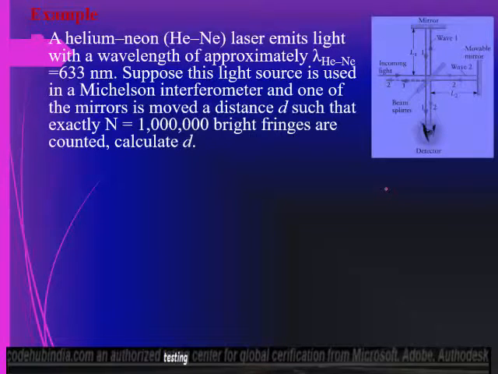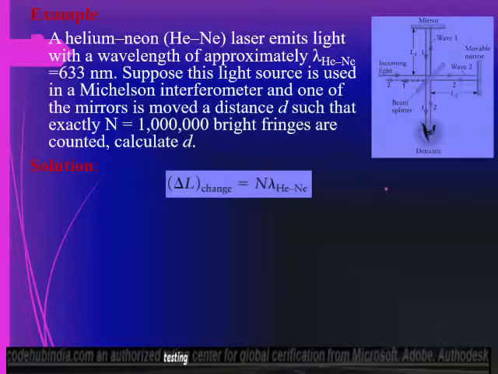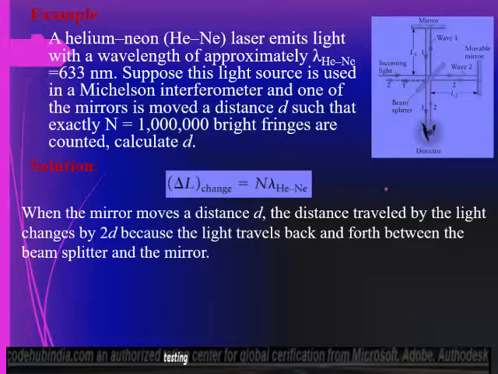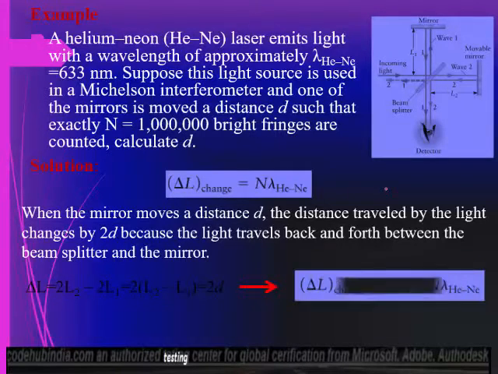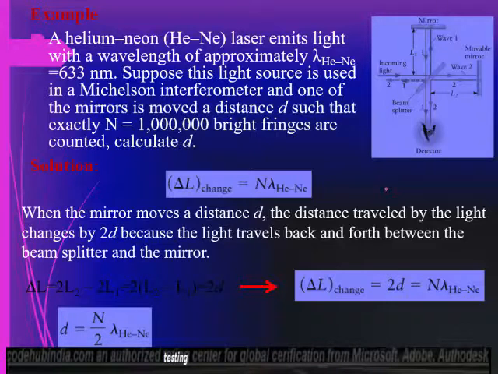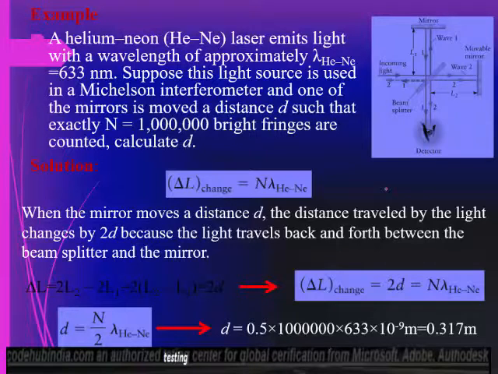We know 2L2 minus 2L1 is called ΔL. That is Nλ. When the mirror moves a distance d, the distance traveled by the light changes by 2d, back and forth. So ΔL, 2L2 minus 2L1, is equal to 2d. ΔL is 2d and equal to Nλ. And d equals N by 2 times λ. Thus d is half of Nλ.